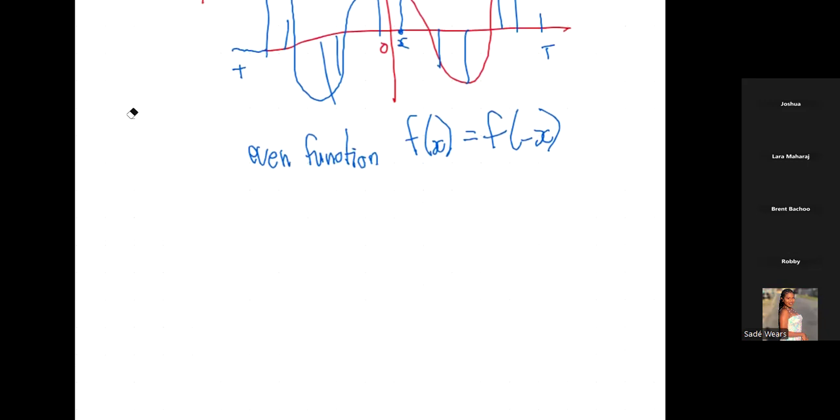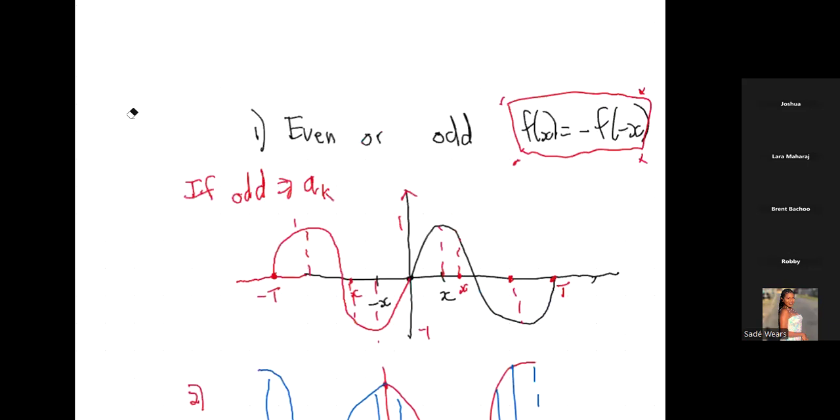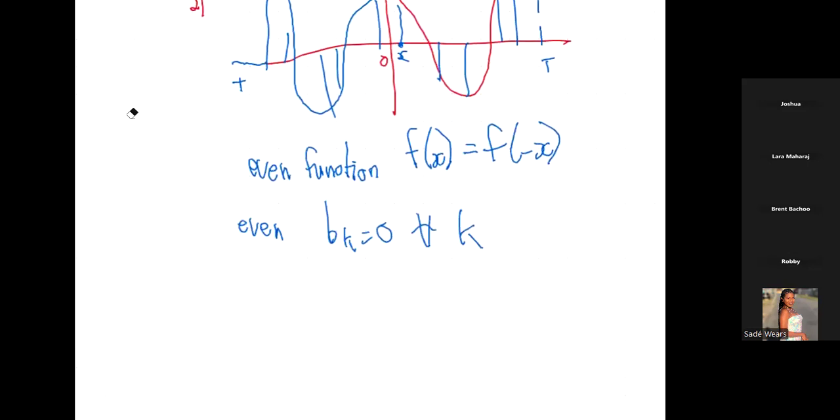And then obviously if it's even, you have no bk term. So if it's even, bk will equal zero, for all k. So it has no sine terms, and this one has no cos terms. So that is just marks for this. And how does this help? You only have to do one set of integration, not two. Assuming it is not neither even nor odd.